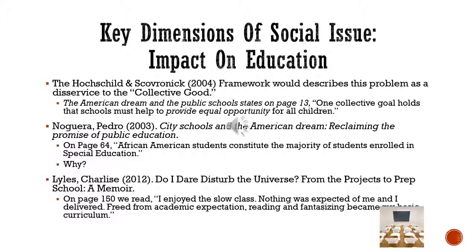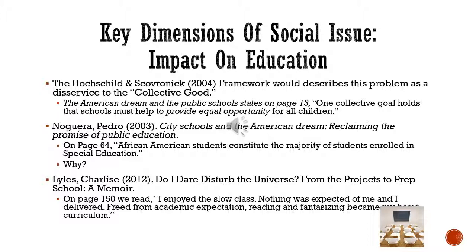Firstly, the Hochschild and Skowronek framework would describe this problem as a disservice to the collective good. The American Dream and the Public Schools states on page 13, one collective goal holds that schools must help to provide equal opportunity for all children. However, we read in the Noguera text that the placement of minorities into special education is not an equal opportunity.